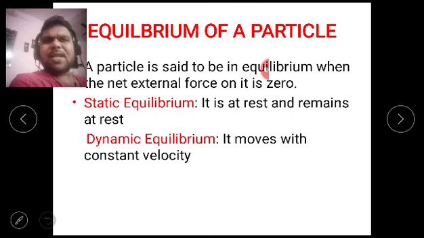Why will this happen? This will happen because there is no external force. When there is no external force, static equilibrium and dynamic equilibrium will be achieved. The body at rest will remain at rest and the body in motion will remain in motion with constant velocity, unless an external force is acting on it.